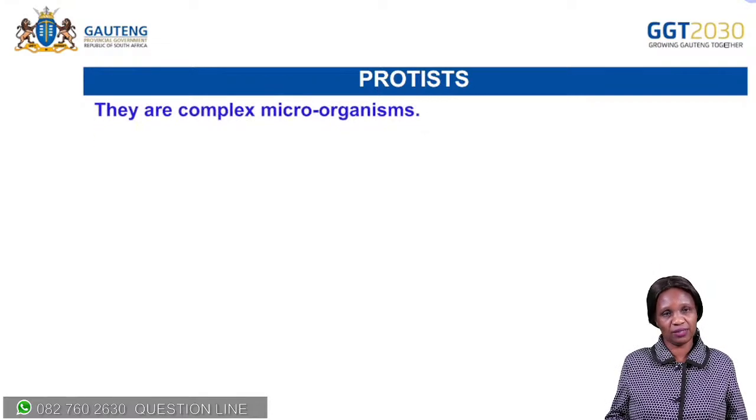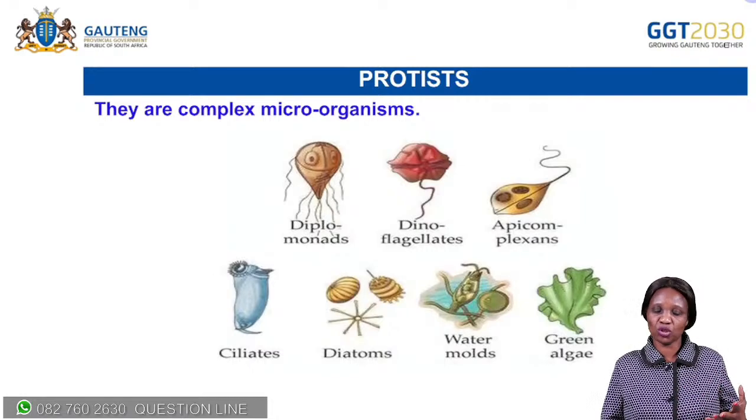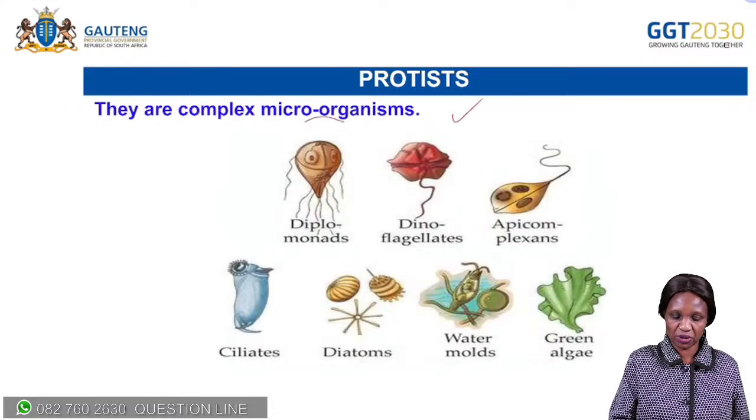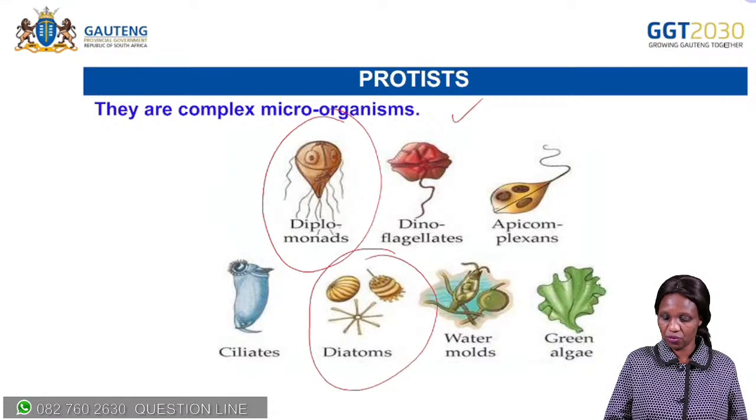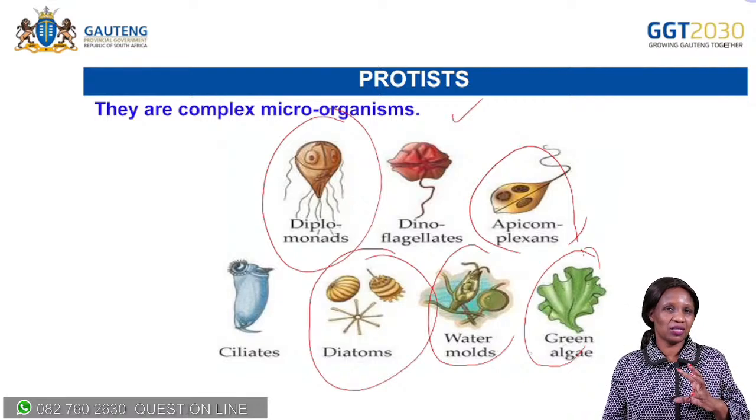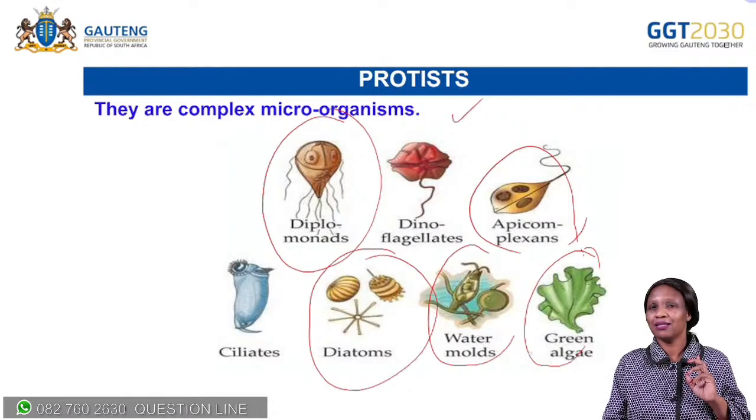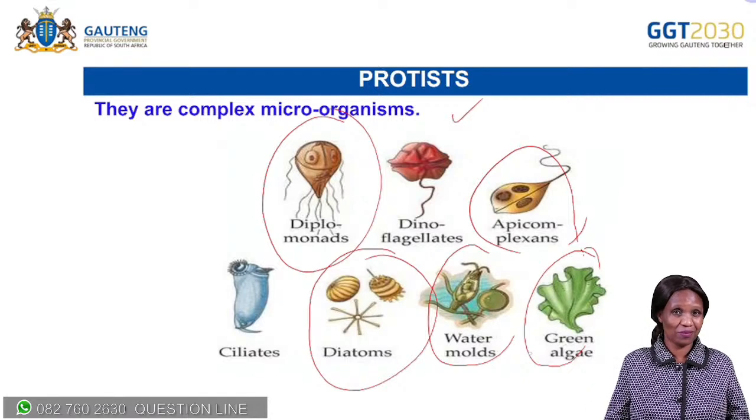And then we've got protists. These are complex microorganisms. We've got different types of protists. Let's look at the chart there. We've got different shapes, and here, water molds. We've also got green algae. Remember about algae, when we were doing photosynthesis, what did we say about algae, grade 8? You still remember? Yes, they produce their own food. They are producers, like the plants. That's good.